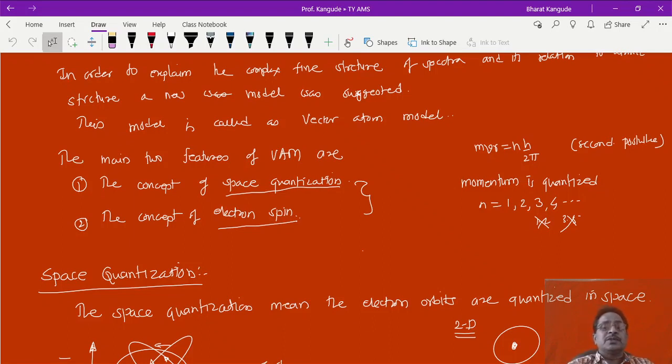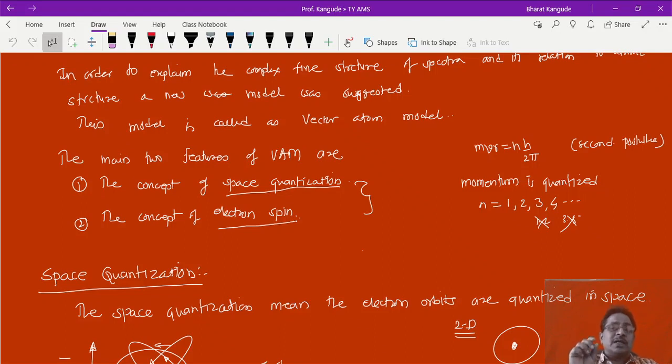So the first concept is the concept of space quantization. This space quantization is basically about the orientation of electron orbits in a hydrogen atom. The electron in the orbit, which is revolving around the nucleus, cannot select any arbitrary orbit when it is kept in a certain magnetic field, and accordingly the orbits have certain restricted orientations only. And this is the first concept, the concept of space quantization.